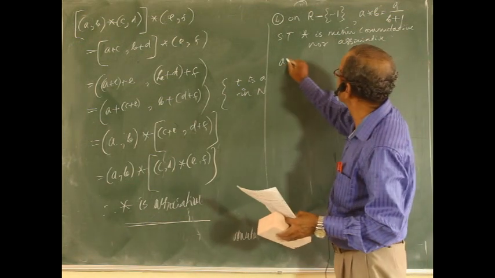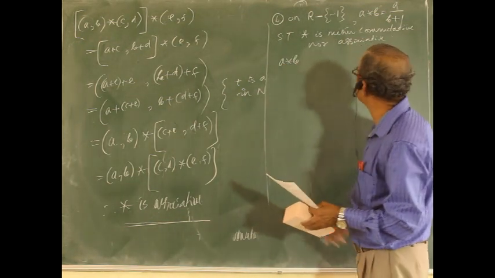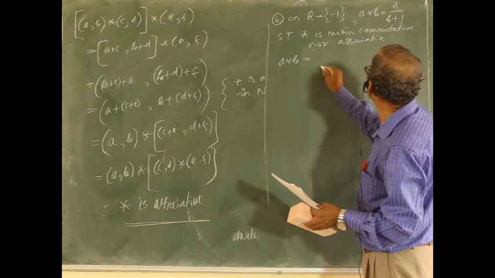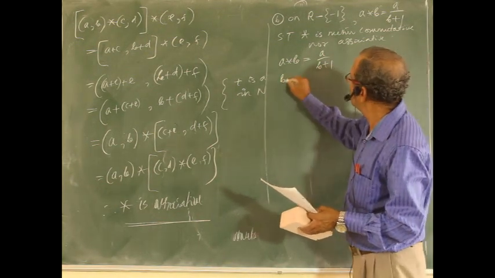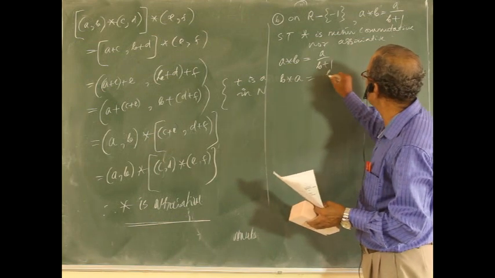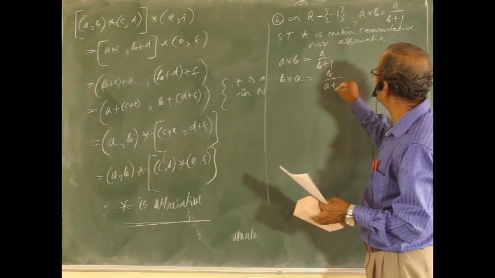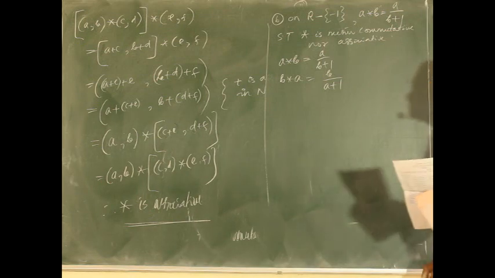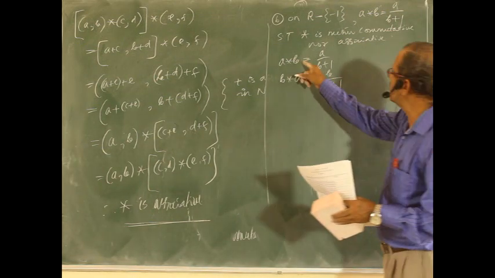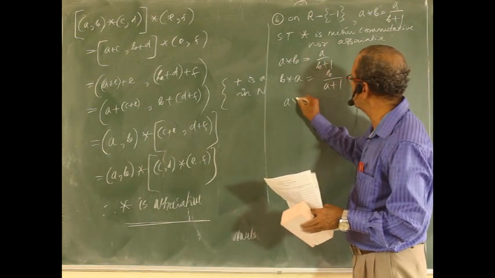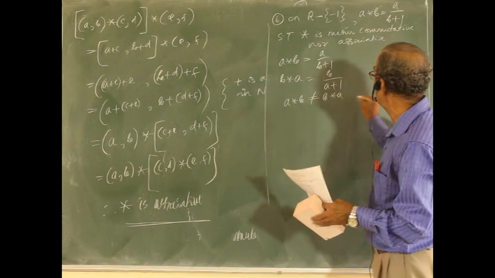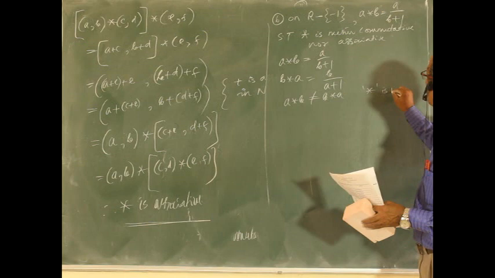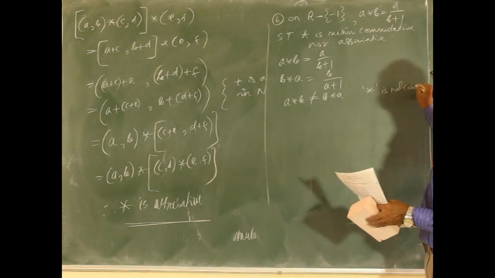Okay, let me start with this. a star b equal to a by b plus 1. b star a equal to b by a plus 1. These two are surely not equal, no doubt. a star b is not equal to b star a. Star is not commutative.